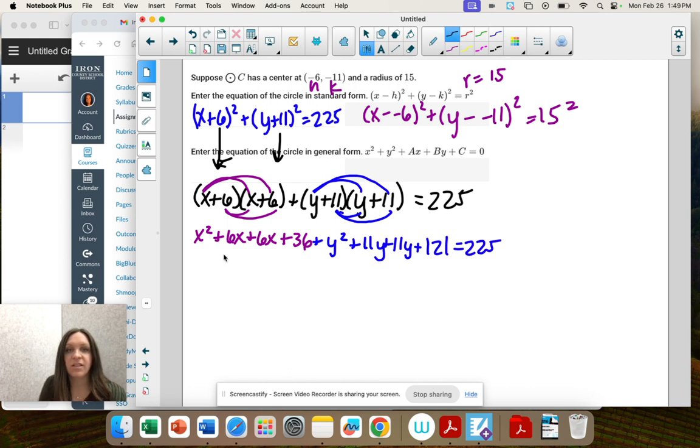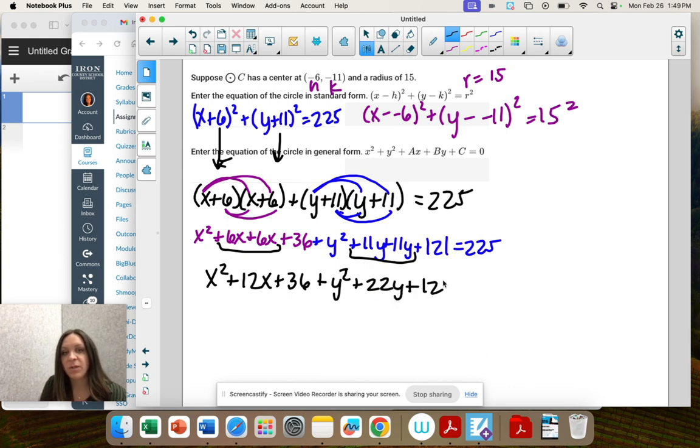Now we're going to combine stuff. So the middle two always combine. So I have x squared plus 12x plus 36 plus y squared. And again, the middle two combine. 11 plus 11 is 22y plus 121 equals 225.